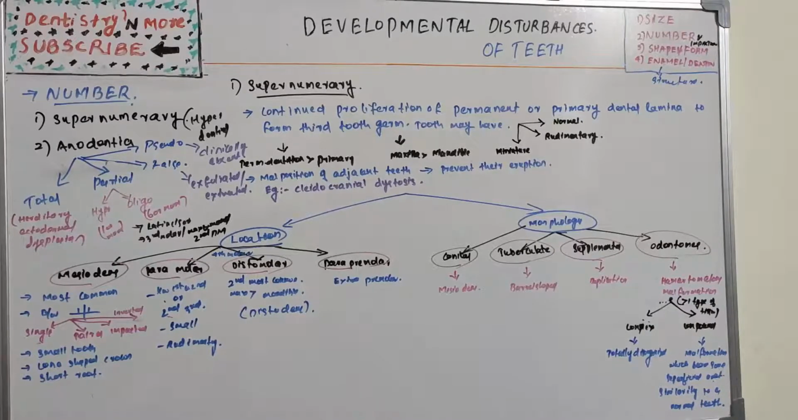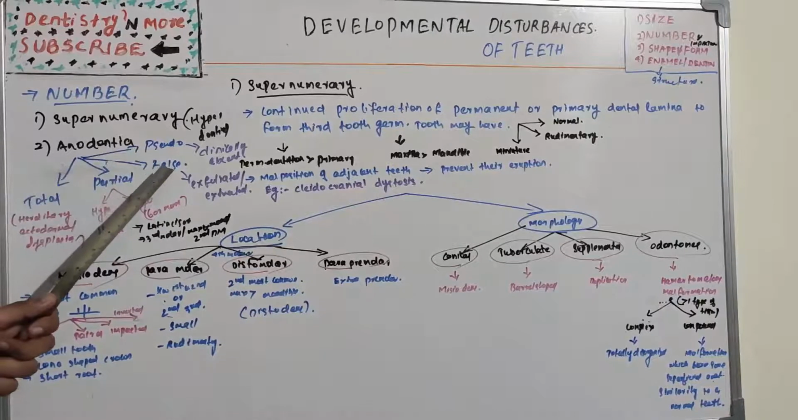Now we have partial anodontia. Partial means a few teeth are missing. It can be hypodontia or oligodontia. Hypodontia is when one or more teeth are missing, and when 6 or more teeth are missing, we say oligodontia. The most common missing teeth are lateral incisor, third molars, and maxillary or mandibular second premolar. So which are these? Lateral incisor, third molars, maxillary and mandibular second premolar.